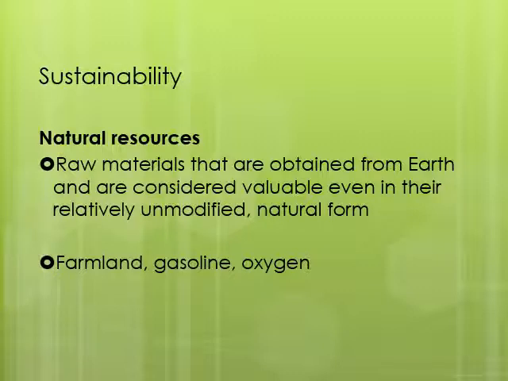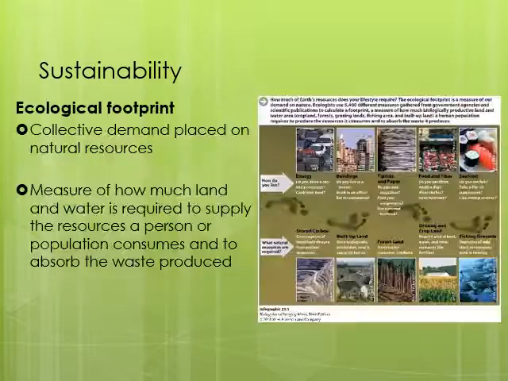So ideally, to live sustainably, you want to be using natural resources. So raw materials that you get from Earth that are considered valuable, even if they're unmodified or in their natural form. So farmland, gasoline, oxygen, all of those things are natural resources, right? But we use them in ways that aren't necessarily natural. And this is part of the way that we can calculate our ecological footprint.